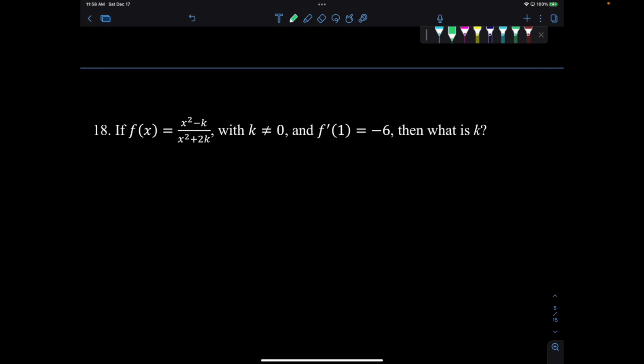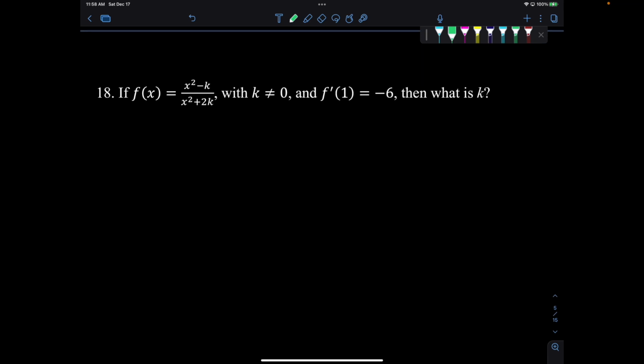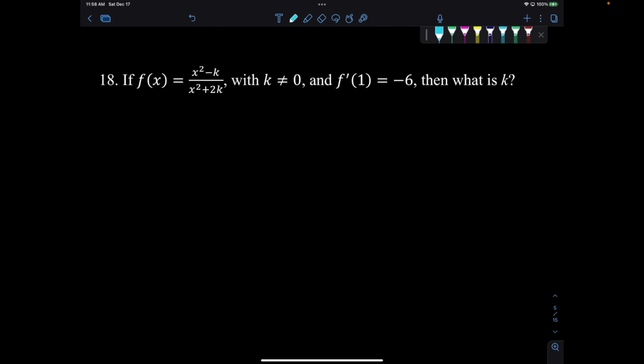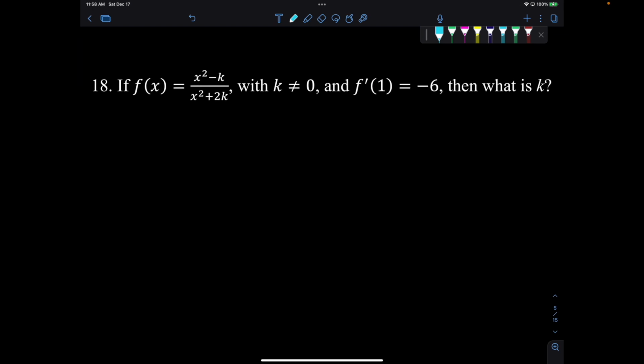Number 18 here. Not a calculator problem, but I might want it to be a calculator problem. If f of x is x squared minus k over x squared plus 2k, with k not equal to 0, and f prime of 1 is -6, then what is the value of k? All right, we've got to find f prime, plug in 1, set it equal to -6, and then solve. That's the only way this is going to work. So here goes. This is a quotient rule problem.